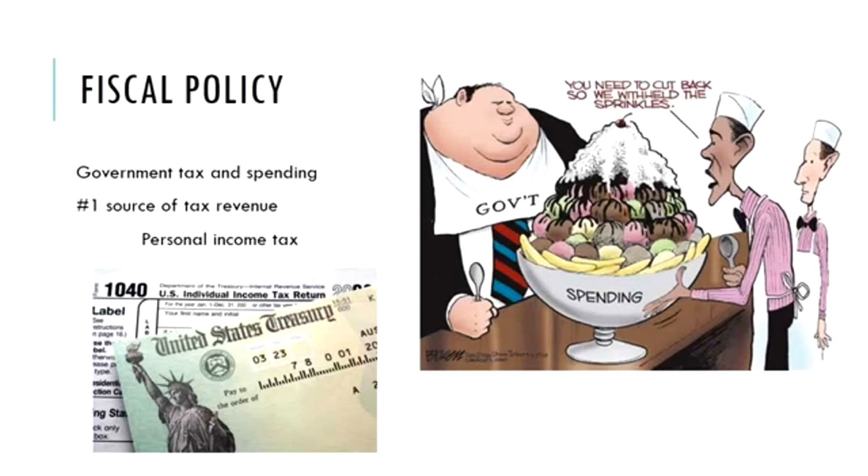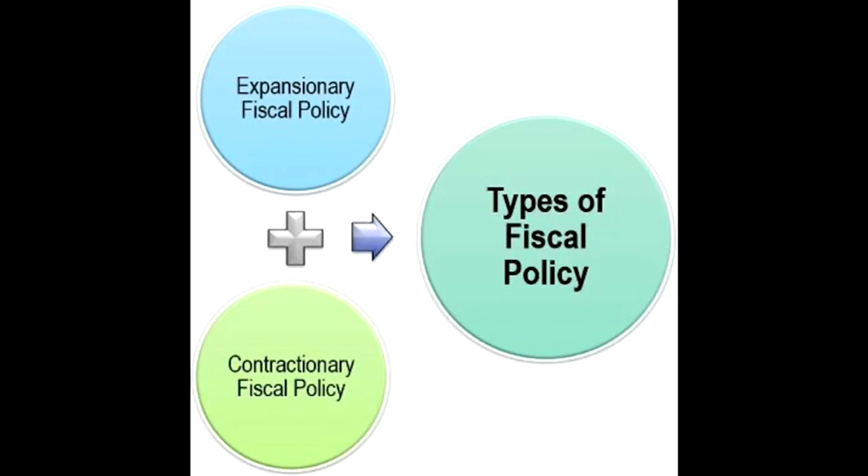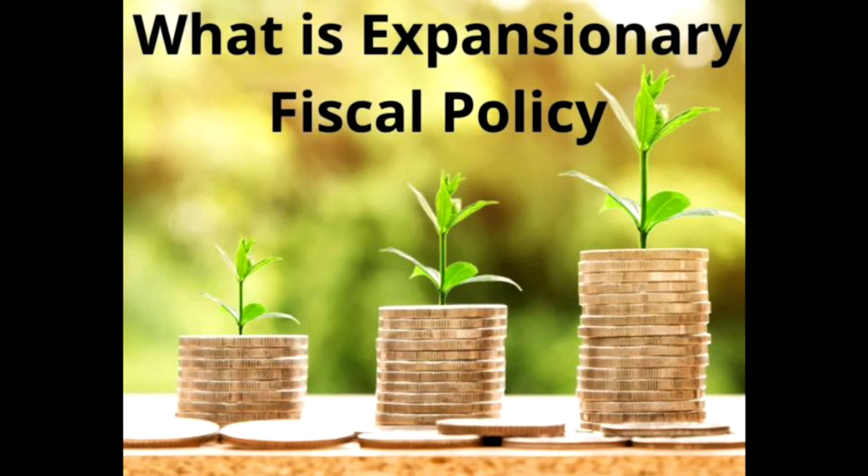One example of stabilization policy is fiscal policy, which is based on deliberate changes in two major components: government spending and taxes. These actions are discretionary or active, in the sense that the Congress and the federal government needs to approve them. Here are a list of various items under government expenditure and taxes in the US. Now let's then compare between expansionary fiscal policy and contractionary fiscal policy. Shall we start talking about expansionary fiscal policy first?